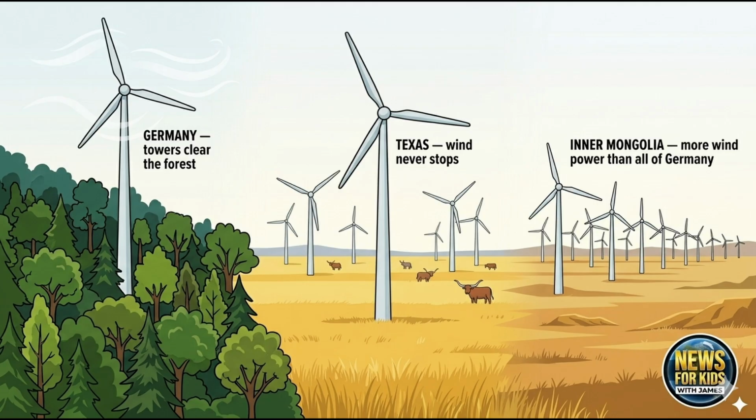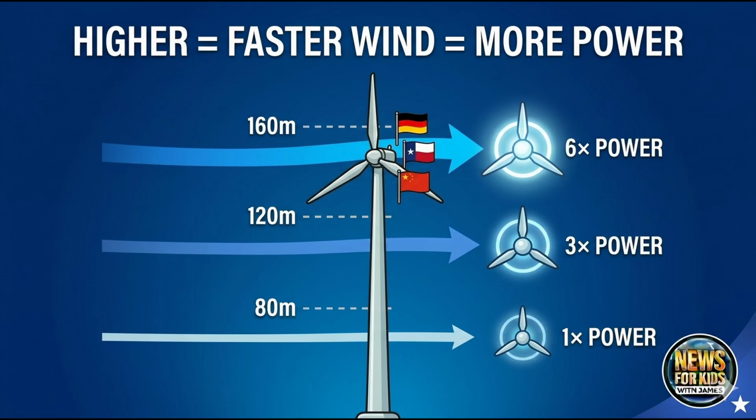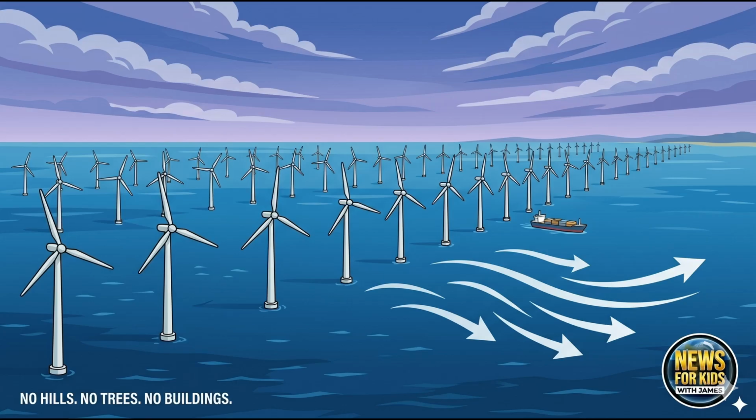Texas, in the central U.S., sits in one of the windiest corridors on the continent. Its turbines are tall enough to tap winds that almost never stop. In China's Inner Mongolia, a vast flat region far from any coast, the winds at ground level seem unremarkable, but at 140 meters, they're strong and remarkably consistent. Inner Mongolia alone now generates more electricity from wind than the entire country of Germany. Every country has learned the same lesson the same way. Build higher, get more.